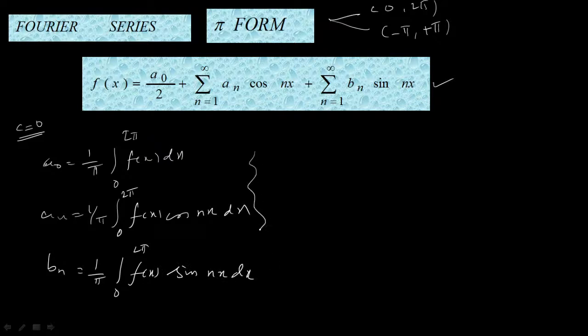So if it is c is equal to 0, next if c is equal to pi, what happens? That is what we are going to see. If c is equal to minus pi, then what happens? That is what we are going to see.